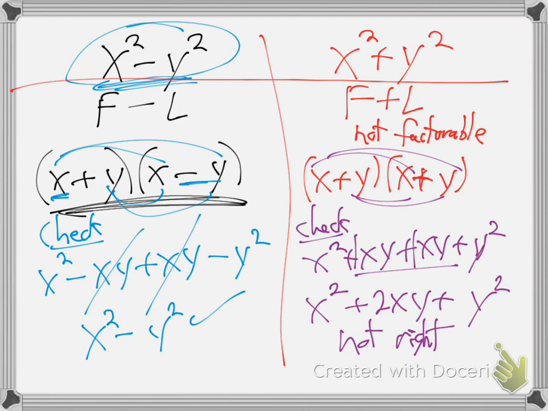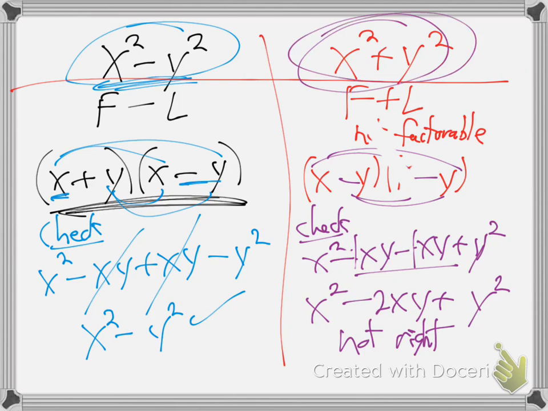Negative won't work either, because, good question, let's go back and do that. If we did negative, then both of these would be negative, right? And you would get negative 2xy. You want no middle term, right? Look up here. We just want the front term and the last term. We want nothing in the middle.